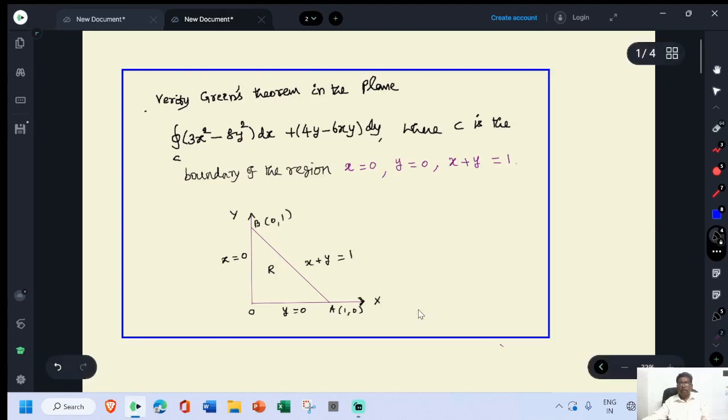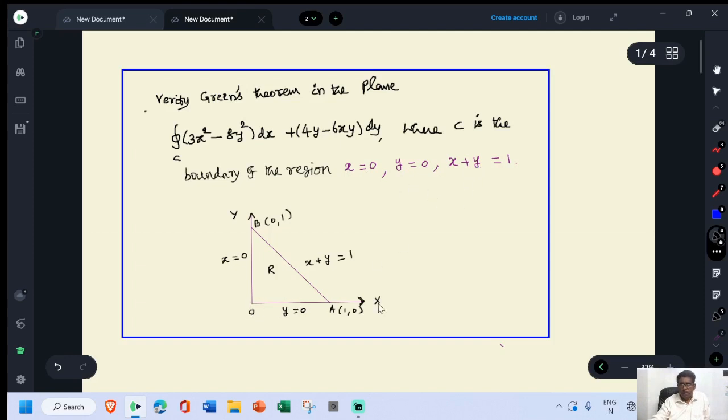See this problem. Verify Green's theorem in the plane for the given integral of (3x² − 8y²) dx + (4y − 6xy) dy, where C is the boundary of the region bounded by x = 0, y = 0 and x + y = 1. With the help of these three equations, we have to construct a region.